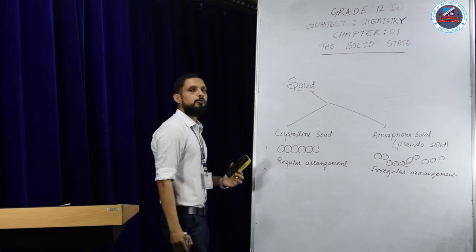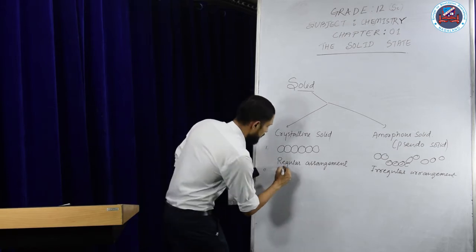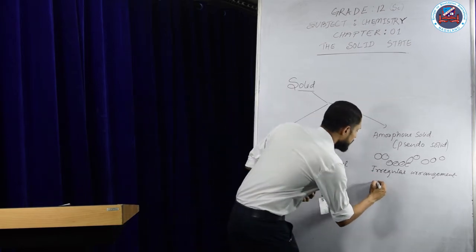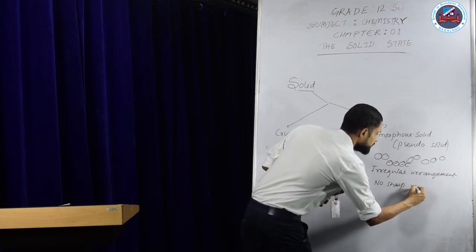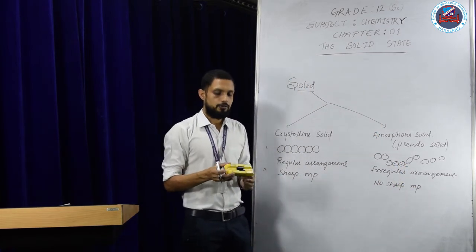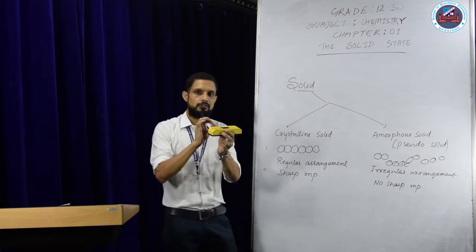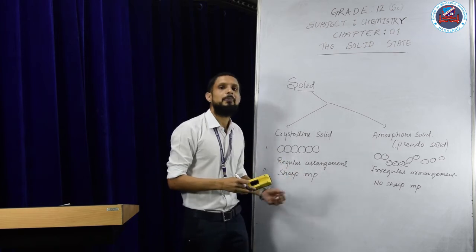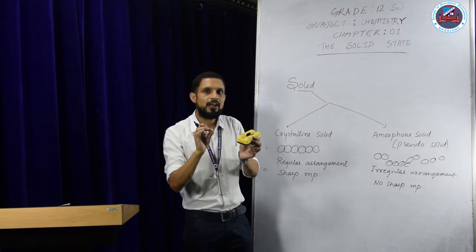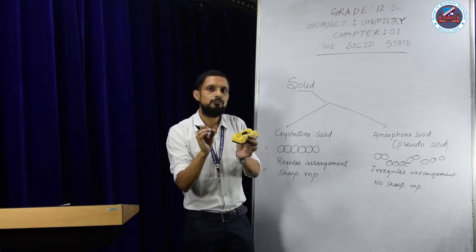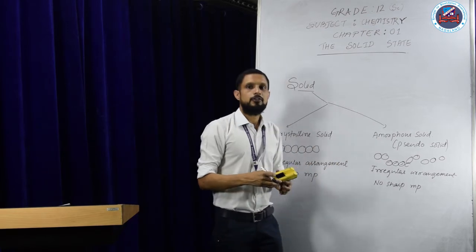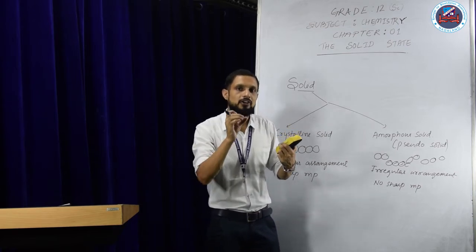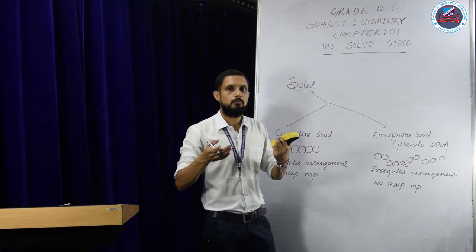Next difference between crystalline and amorphous is based on melting point. Crystalline solids have a sharp melting point, but amorphous solids don't have a sharp melting point. Now, what is sharp melting point? If a solid melts at a particular temperature, then it is said to have a sharp melting point. So crystalline solids melt at a particular temperature. But amorphous solids don't have a sharp melting point. They melt over a range of temperature. They don't melt at a particular temperature.